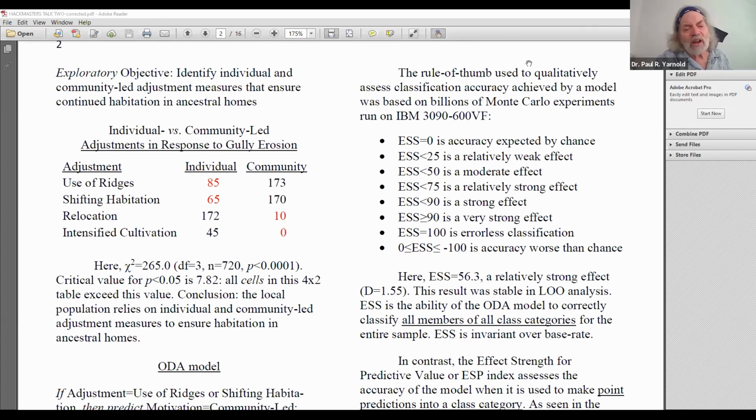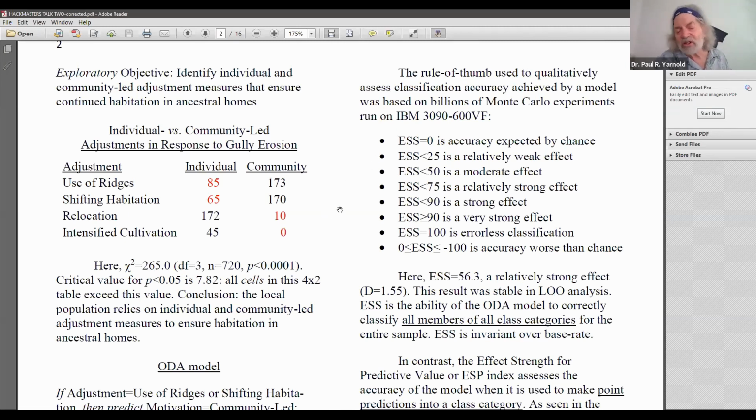So when you do a chi-square for this, which is the traditional analysis, the only traditional analysis I'm going to report in this talk, it's 265. Now, the critical value to get P.05 is 7.82, and yet it got 265, which means all cells in this 4x2 table exceed this value.